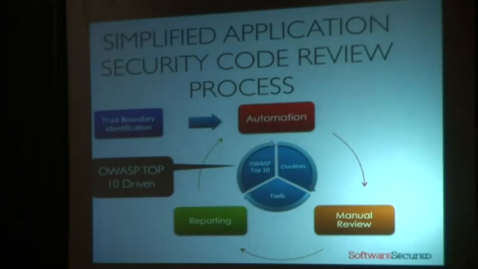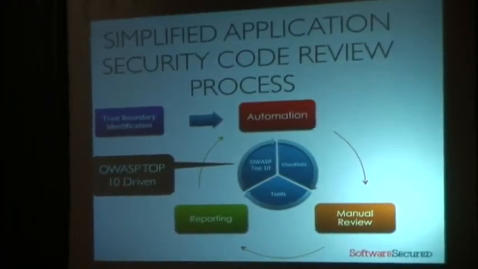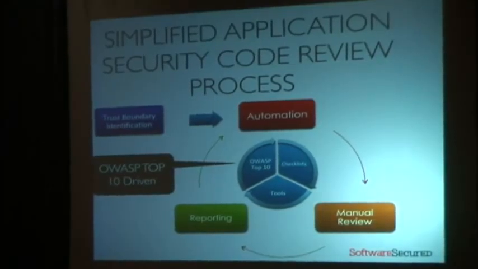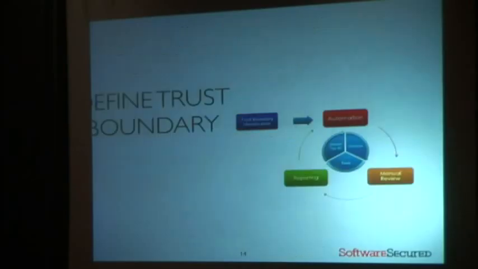So a simplified code review relies mostly on OWASP Top 10 as the vulnerabilities you actually need your developers to look at in a simplified software development security code review process. Checklists, you can grab a bunch of those from the OWASP Cheat Sheet Series. If you attended Jim's talk just before that, this is a great project. Very concise cheat sheets, very to the point, and you can use them to build your own checklists.